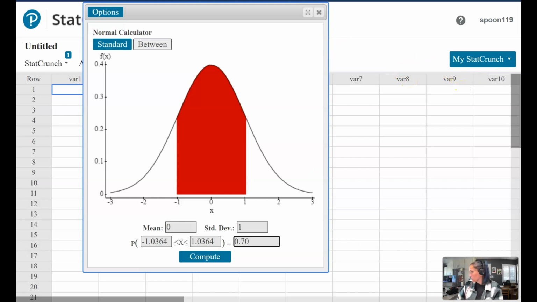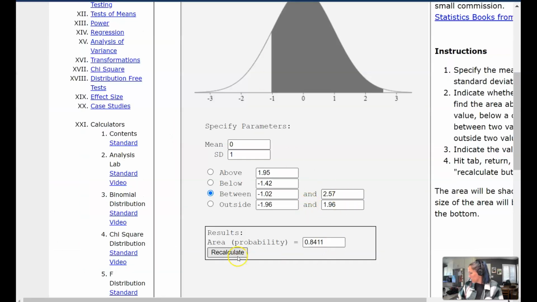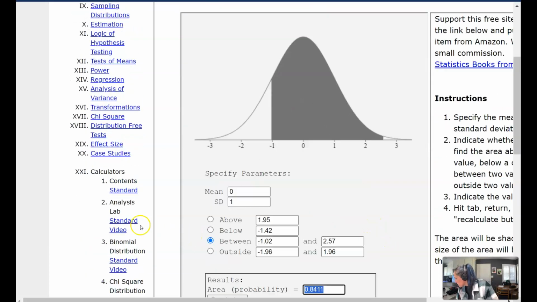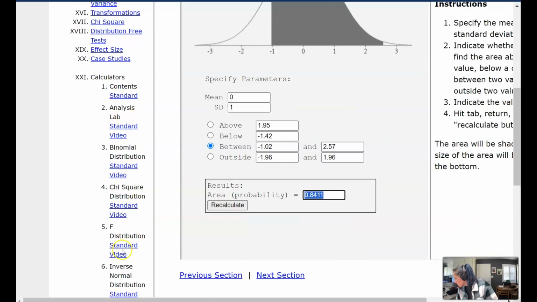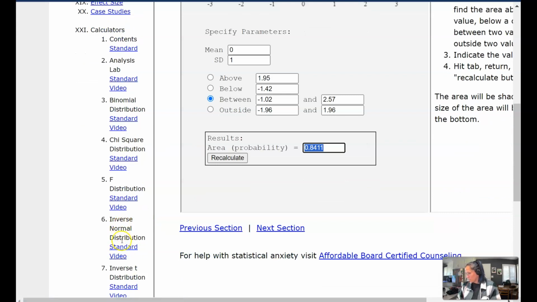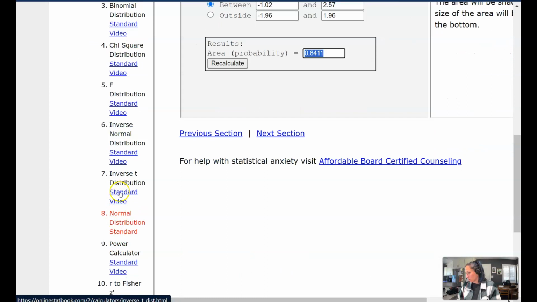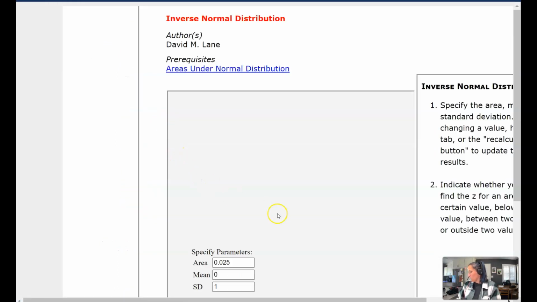I don't know if it's going to work. So let's say I want middle probability 70. That's what we just, nope, it does not let me do that. This is only a one directional thing. So let's see, do they have another one in here? Inverse normal. I don't want a video. But let's just go there. Inverse normal distribution, standard. Oh, yay, no video.